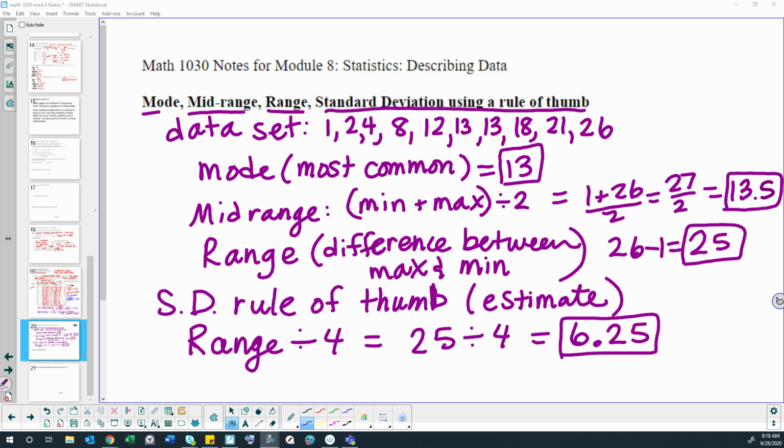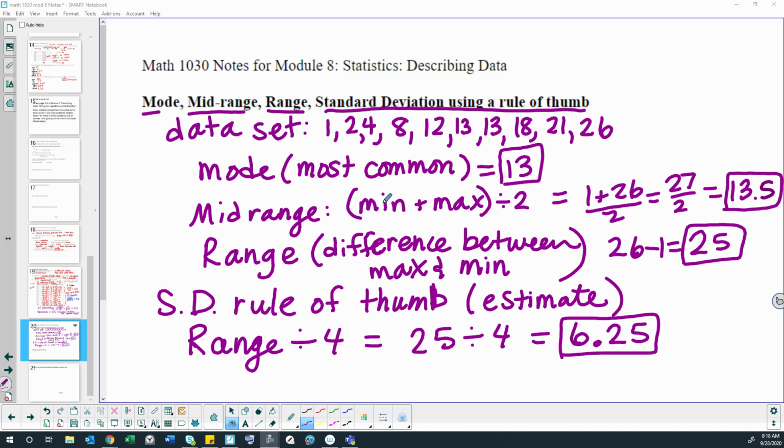All right, so really fast, we have a data set. We're going to find the mode, the mid-range, the range, the standard deviation using a rule of thumb, which means it's not the actual standard deviation, it's just an estimate. Okay, so the mode is the data that happens the most often, or the most common piece of data. So in this case, that was 13 because it's twice in our data set.